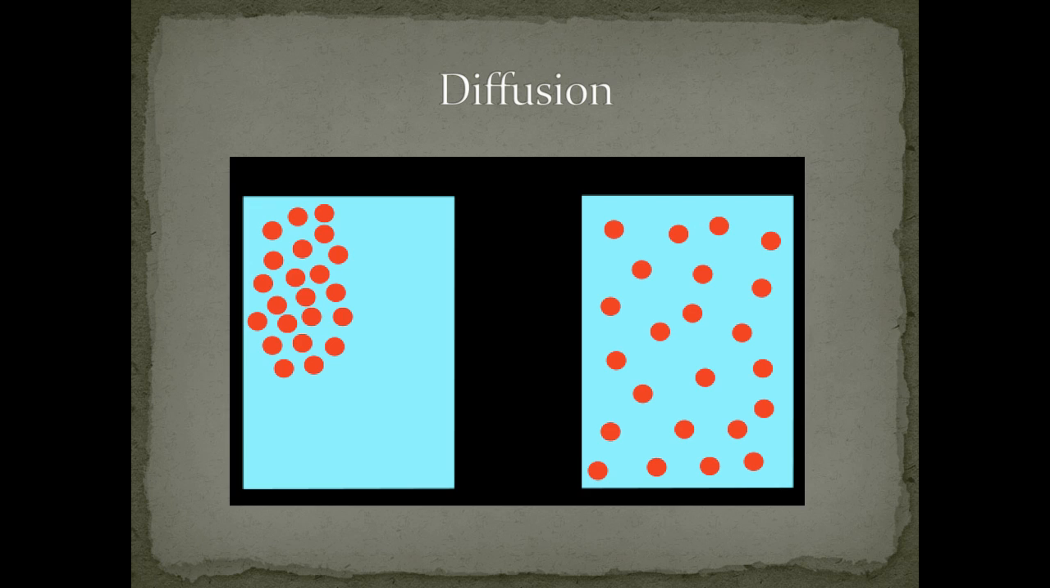Same thing with the food coloring. Whenever I dropped in those few drops of food coloring, the food coloring was considered higher concentration, and the water was considered lower concentration because it had no particles in it. Over time, that food coloring evenly distributed around in that water, so all the water was one color and it was equal. So those are two examples of what diffusion looks like.